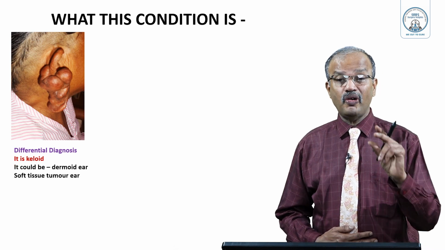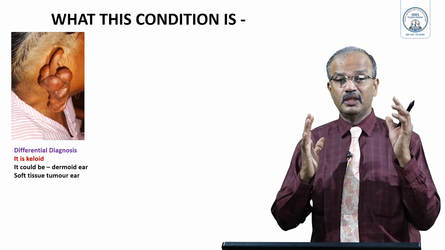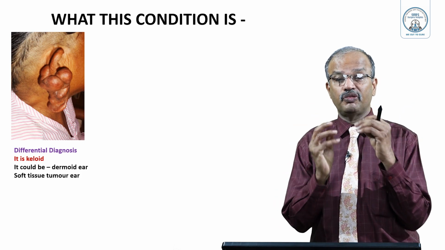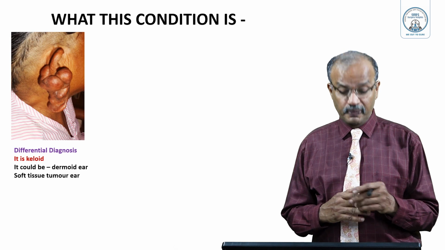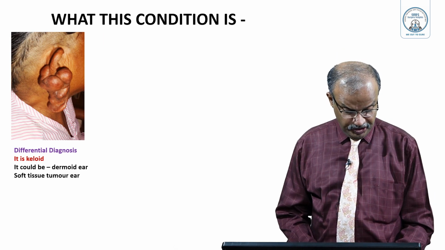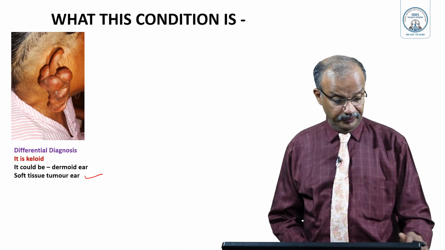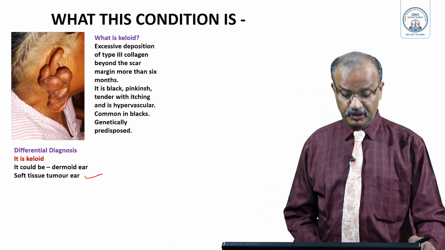Another possibility is dermoid ear. The ear is made up of 6 tubercles, so wherever these tubercles fuse, dermoid ear can occur. There is another possible differential diagnosis you have to think of: a soft tissue tumor of the ear. So what is keloid?